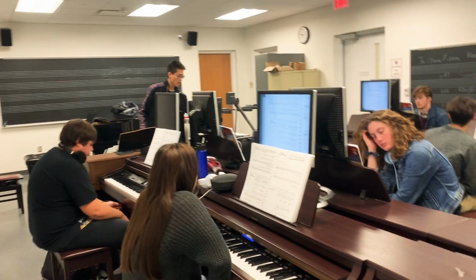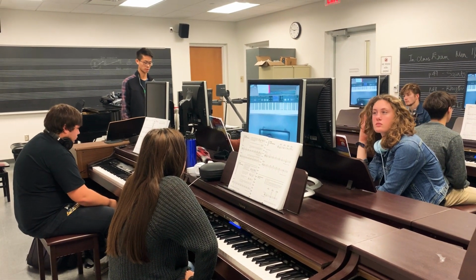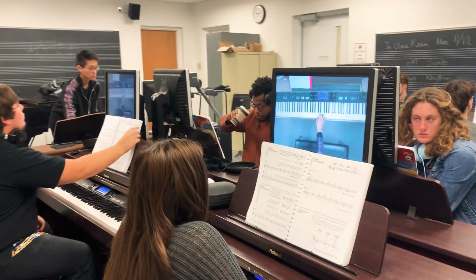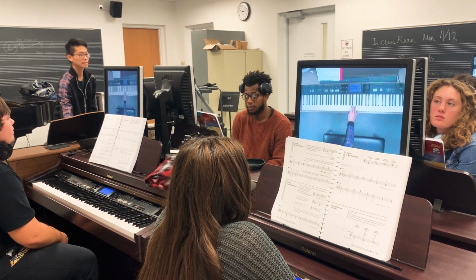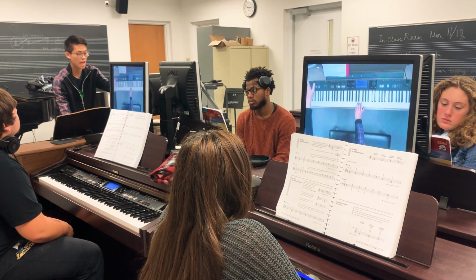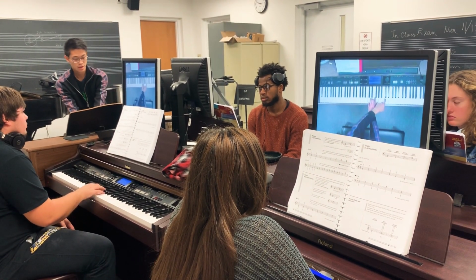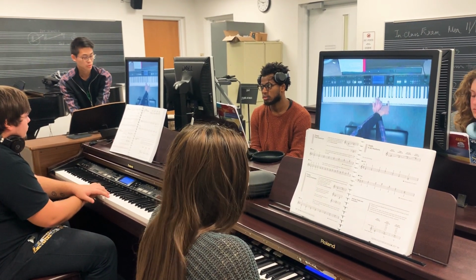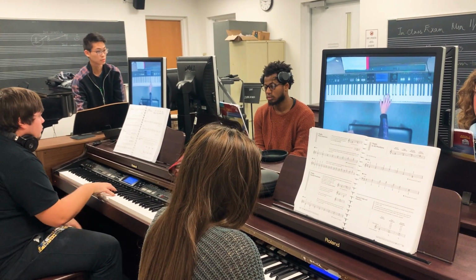Now, I want everybody to take a look at the screen. For example, if we have the root position, in order to easily find the first inversion, use your left hand to find the higher C first. And you lift up the bass, you find the first inversion.